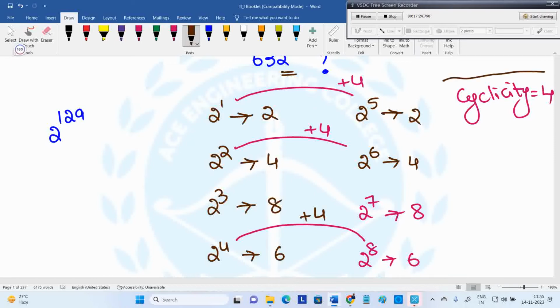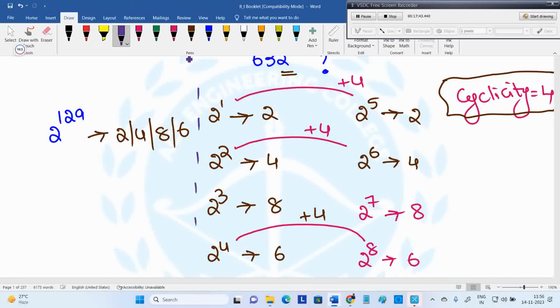Okay. So if it is cyclicity 4, then how to approach the question? Your answer can be 2, 4, 8, or 6. Among these only. But how to decide whether it is 2, 4, 8, or 6, which one? How to decide that? Right? Okay, so see how to decide this.